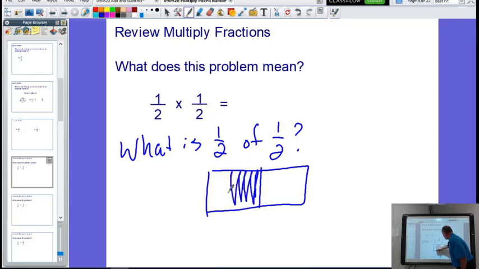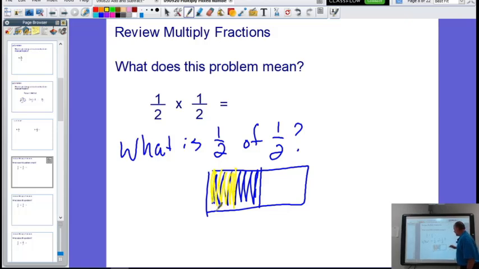So here is 1/2. And what I want to know is what is 1/2 of 1/2? That's what my question is. So if I look at this half, I need 1/2 of that. That means I got to chop this in half. So I really need that much right there.